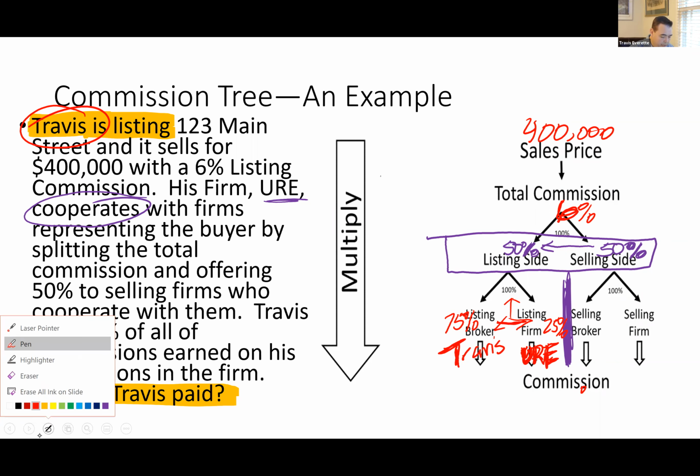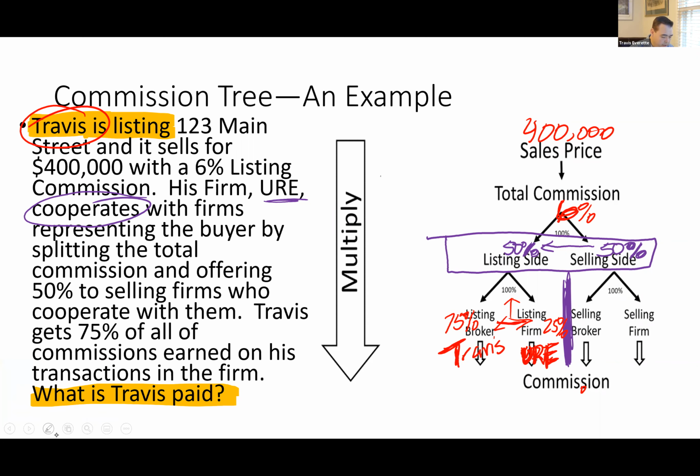Now I'm going to put my highlighter back on here for just a second, and we're going to follow the money. Here's Travis. Now we're going to work our way back to the sales price from Travis. To get back to the sales price, I have to go through his 75%. I can't get back up that chart. I got to get back to here from there. So I have to go through that 75%. So I'm just marking myself now.